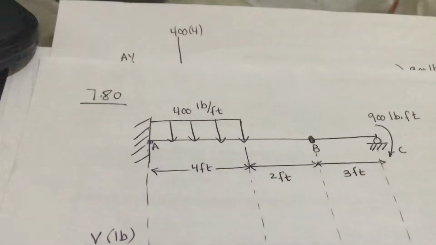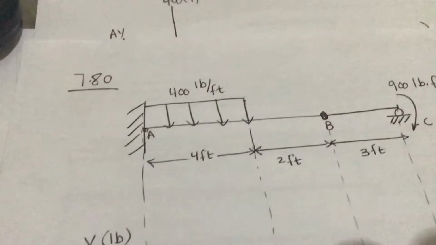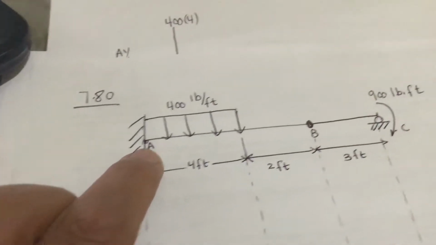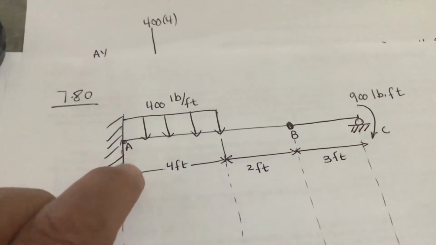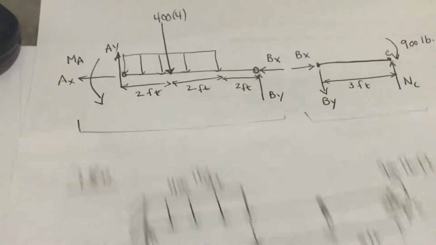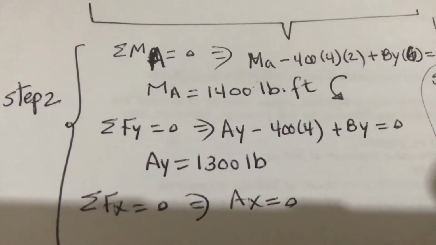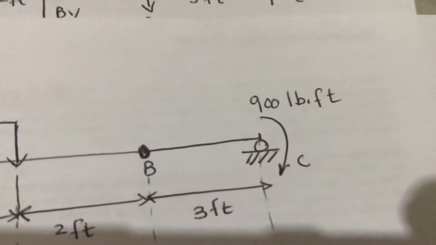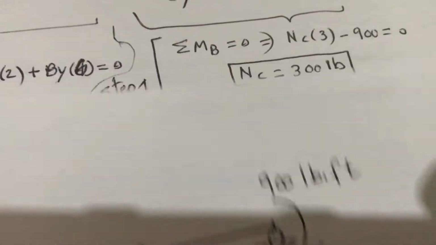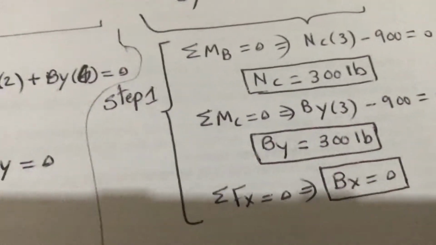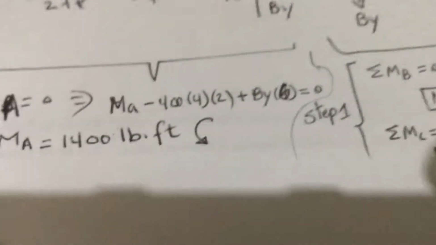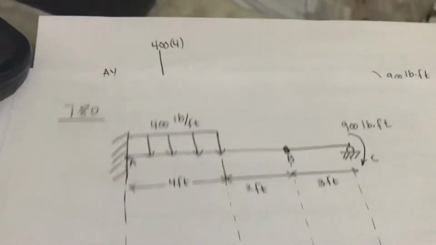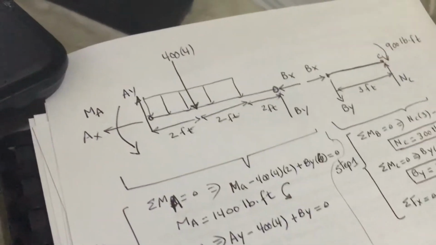Let's find the shear moment diagram. Remember, for the shear we look only at the forces in the y-axis. Ay is 1300 pounds. And what was Cy, or NC? Cy, or NC, was 300 pounds. So 1300 and 300. Let's look at it like this. Part of the shear moment diagram, I would like to tell you this now.